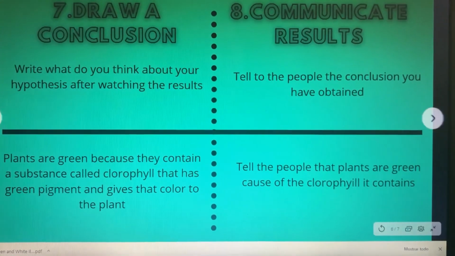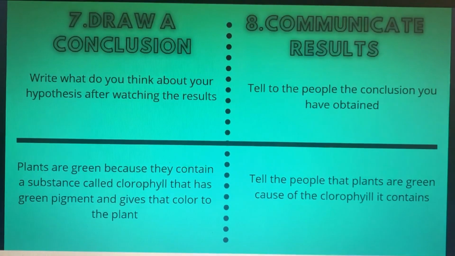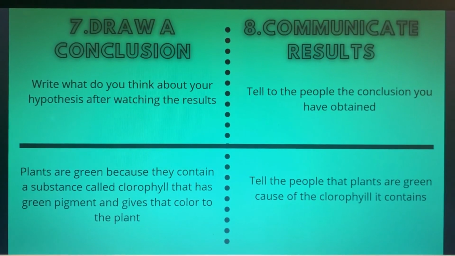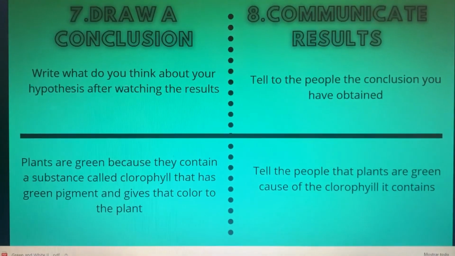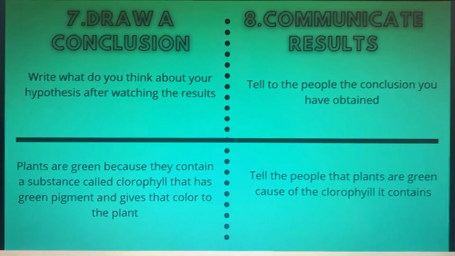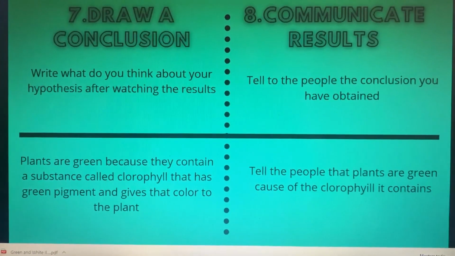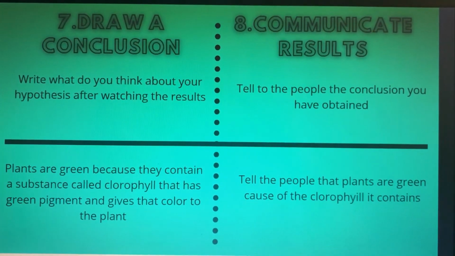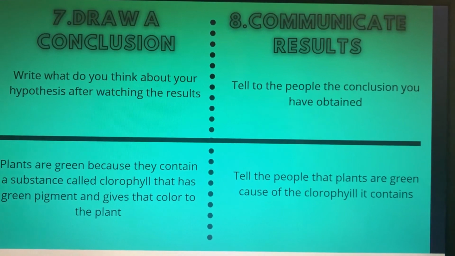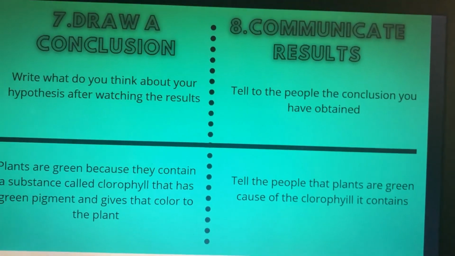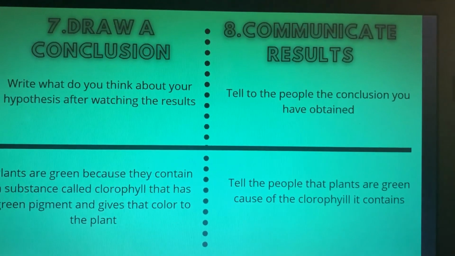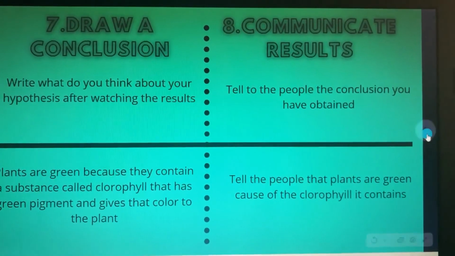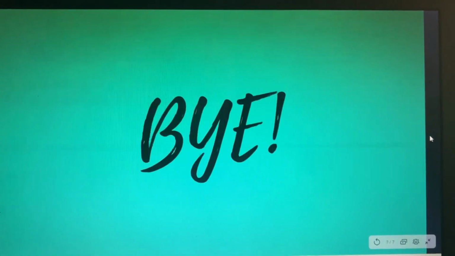7. Draw a conclusion. Write what you think about your hypothesis after watching the results. Plants are green because they contain a substance called chlorophyll that has green pigment and gives that color to the plant. 8. Communicate results. Tell people the conclusion you've obtained. Tell the people that plants are green because of the chlorophyll it contains.